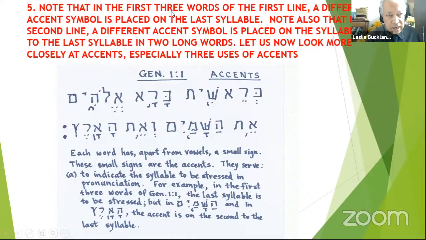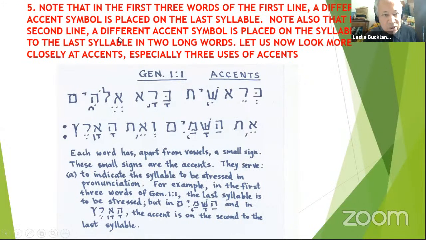Okay, so note that in the first 3 words of the first line, a different accent symbol is placed on the last syllable. Sheath, ra, him. Those are the last syllables of each word.